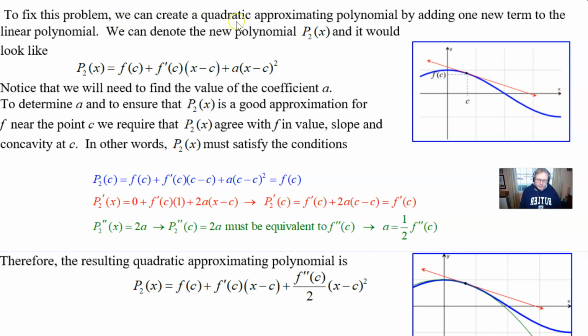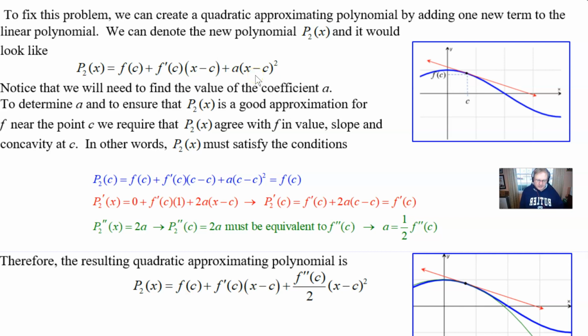To do that, we will create, let's say, a quadratic approximating polynomial. Let's add one new term to the linear polynomial. We can denote that one by p sub 2, and it might look like this. P sub 2 of x is the beginning stages of our linear model, f of c plus f prime of c times x minus c, all that's what we had before, but I'm going to add a new one.